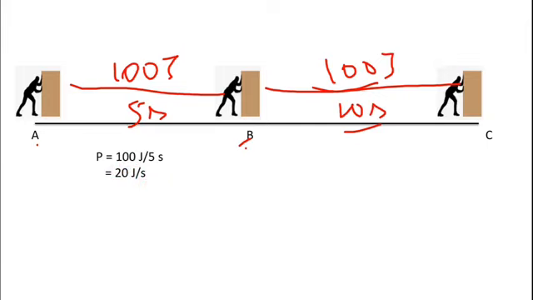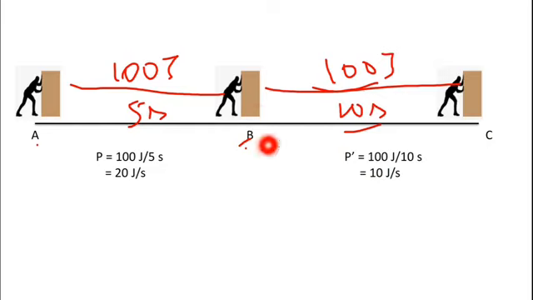Now let us calculate power from B to C. So power from B to C equals total amount of work, 100 joule, divided by total time taken, 10 seconds. So it comes out to be 10 joule per second. Now from B to C, the person is spending 10 joules of energy every second.